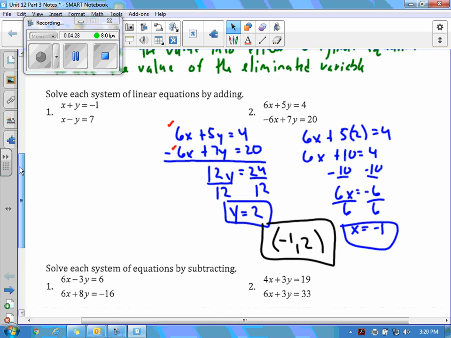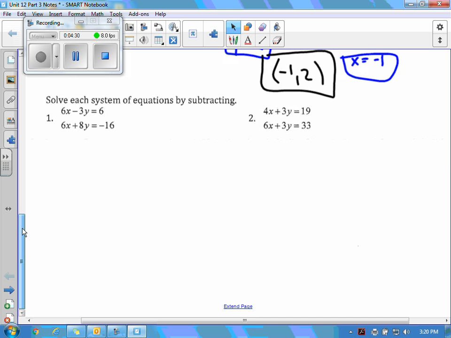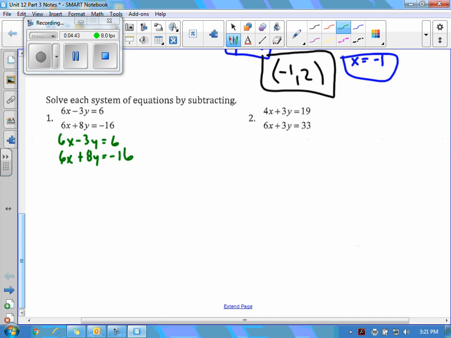In this first section, we solved by adding. In the second section, we're going to solve by subtracting. Again, I'm going to start by rewriting my originals. 6x minus 3y equals 6. 6x plus 8y equals negative 16. For this one, the directions tell you to subtract. The reason why I want to subtract is because I have a 6x and a 6x. They're both positive, so if I add those together, I would get 12. So I'm not going to add this time.